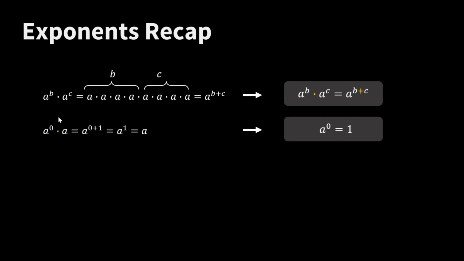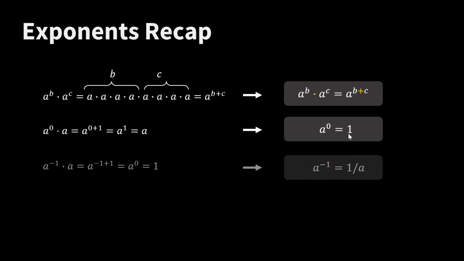Now we can derive what a to the power of 0 is. Let's multiply a to the power of 0 with a. According to the rule above, a to the power of 0 times a is a to the power of 0 plus 1, which is a to the power of 1, which is a. Now we divide both sides by a, and what we get is a to the power of 0 is simply 1.